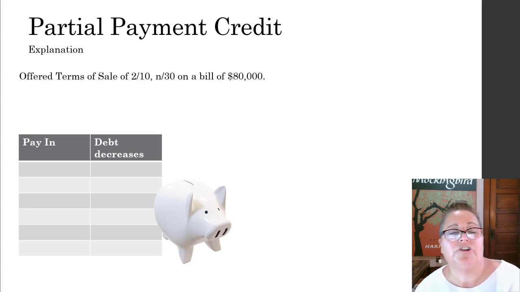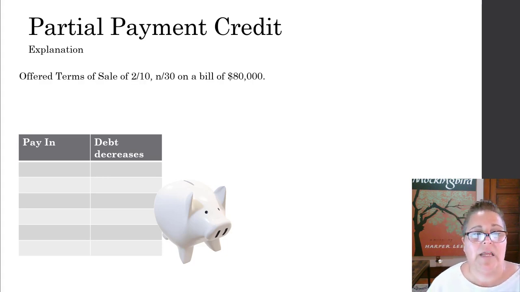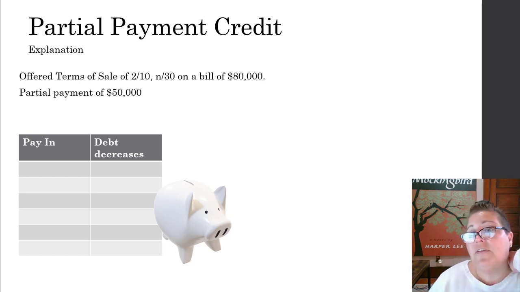So say you are offered terms of sale of 2/10, n/30 on a bill of $80,000. I'm going to give you a minute. 2/10, n/30 means what? That is a 2% discount if paid in the first 10 days. The net amount is due in 30 days. You don't have $80,000. You would like to take advantage of the cash discount, but you don't have $80,000. You have a partial payment of $50,000. So how does this work?